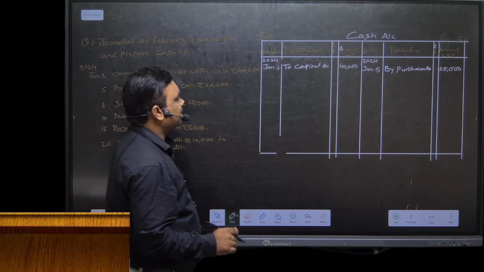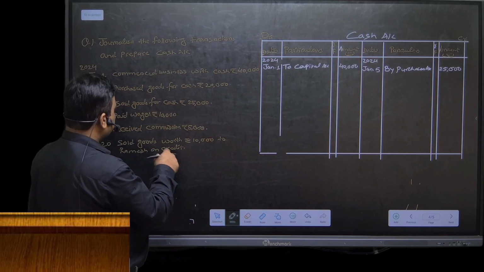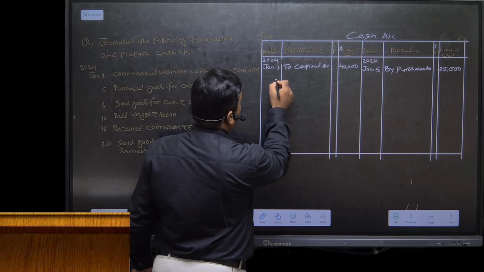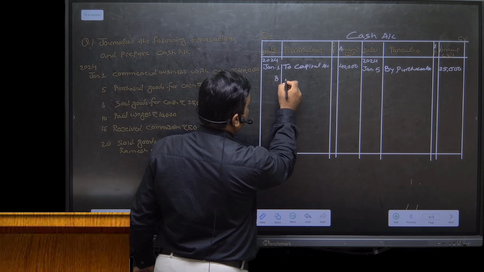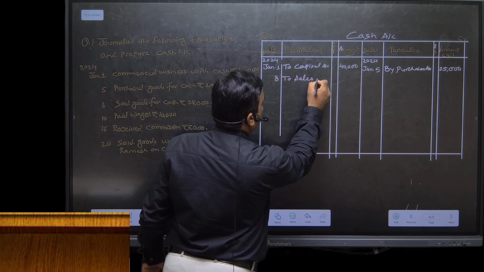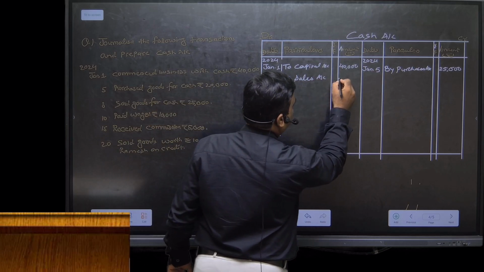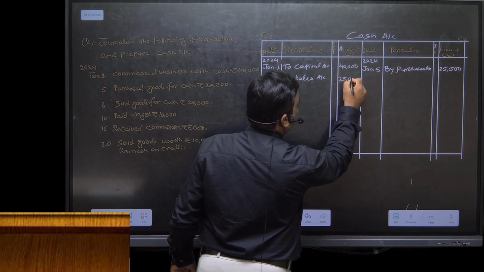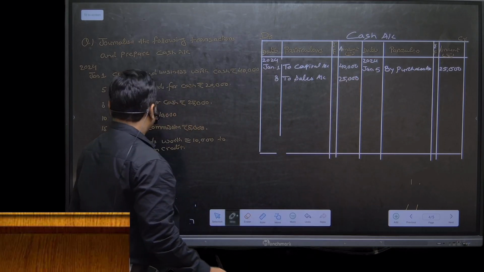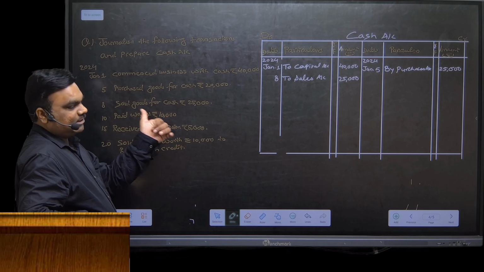It means cash account is debited. So we have to write it on the debit side of cash account. What's the date? 8. We have to write here Jan 8 to sales account. To sales account. And amount is given 25,000. Now the next transaction is paid wages rupees 10,000.